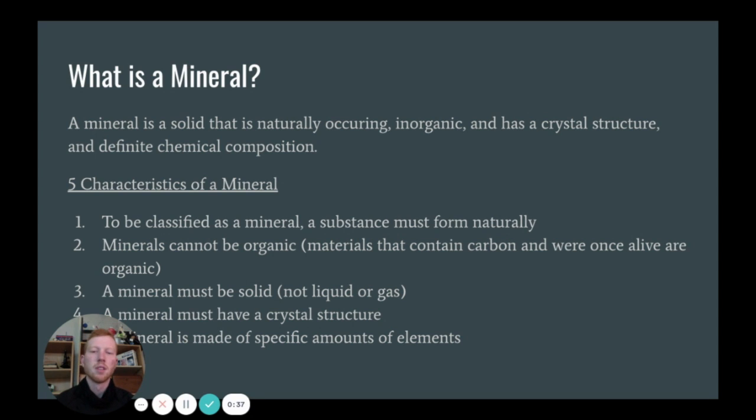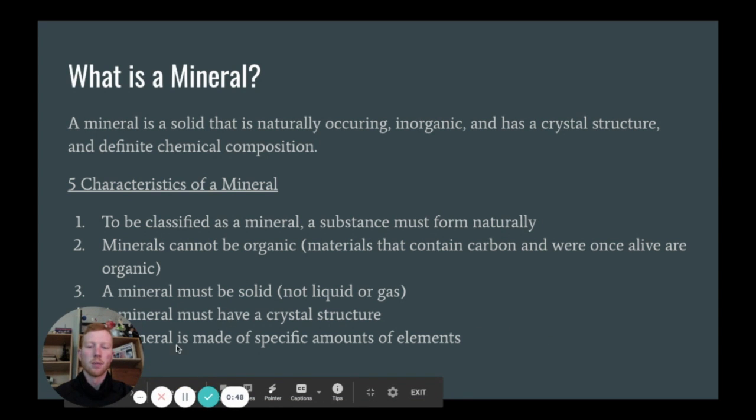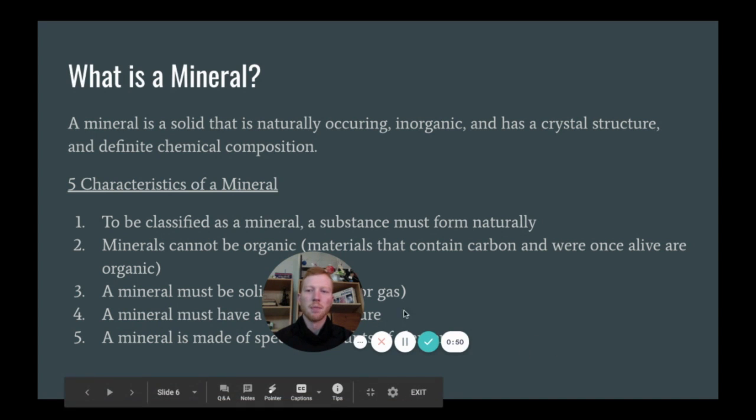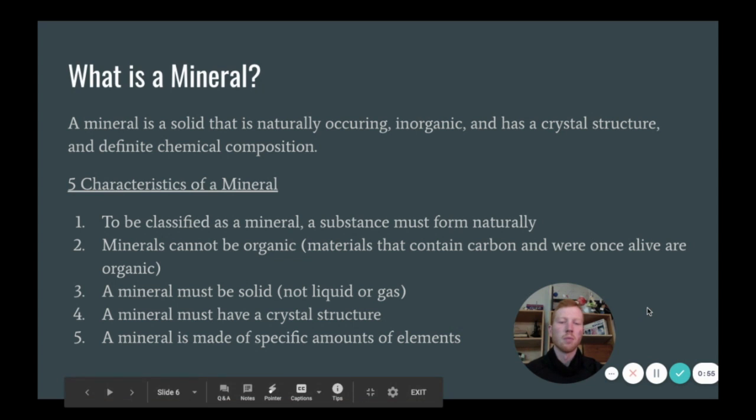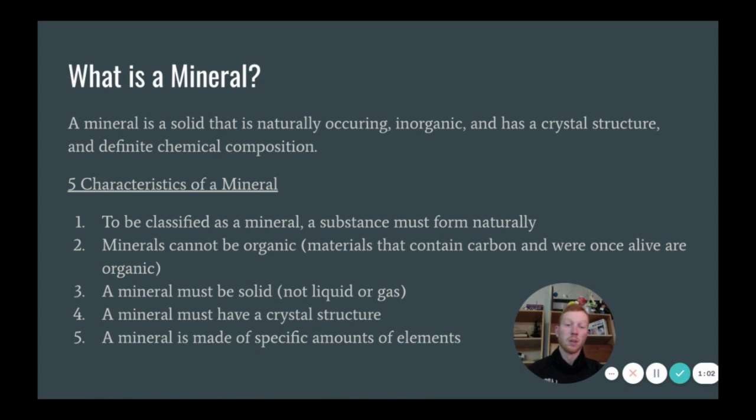A mineral is a solid that is naturally occurring, inorganic, and has a crystal structure and a definite chemical composition. There are 5 different characteristics in order for something to be a mineral. Number 1, to be classified as a mineral, a substance must form naturally, which was part of the definition. Number 2, minerals cannot be organic. So what does organic mean? It means that materials that contain carbon and were once alive are organic. So it says minerals cannot be organic.